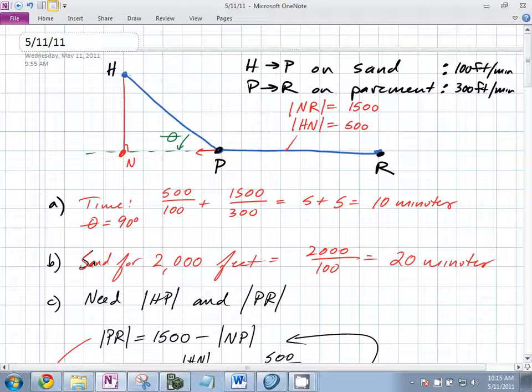Does that kind of make sense as to why that is? It's the best balance between distance and overall speed. Because the more time you spend on the sand, the slower you are. But the more directly you take to the pavement, the longer the distance you have to travel gets. Does that make sense?